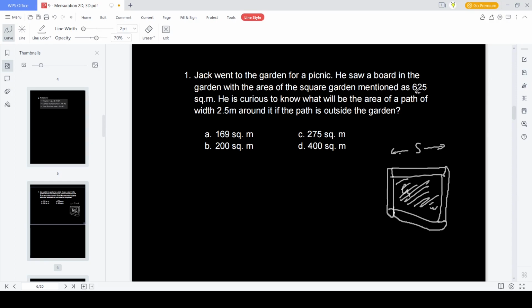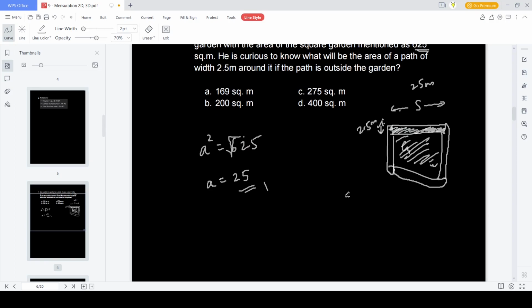So there is one dimension for this, that is the side length. If the area of a square is 625, that means side squared is equal to 625. So the side will be the square root of 625, which is nothing but 25. So now we know that the side of the park is 25 meter, and the width of the path is 2.5 meter.